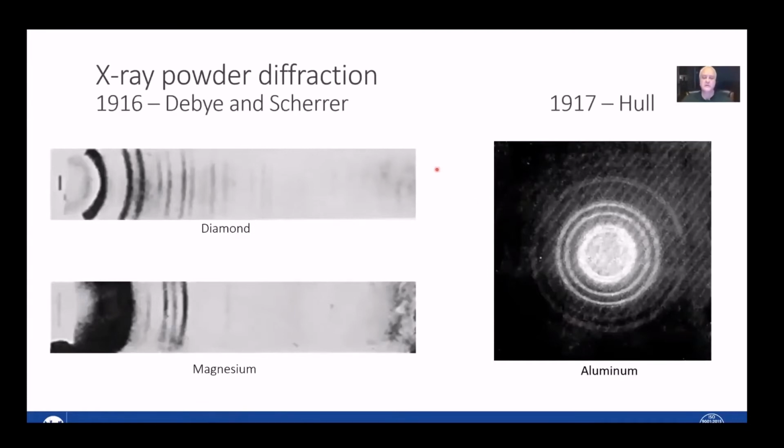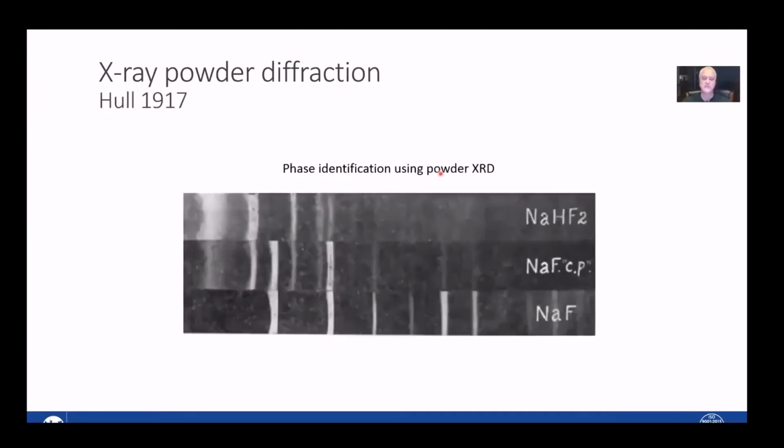Powder diffraction got its start in 1916 and 1917 with Debye and Scherrer in Europe, and Hull in the US. What they were able to show was that you could either take single crystals and grind them up, or take materials that did not look like single crystals but still had a microcrystalline nature, collect diffraction patterns, and see the powder rings, which we refer to as Debye rings.